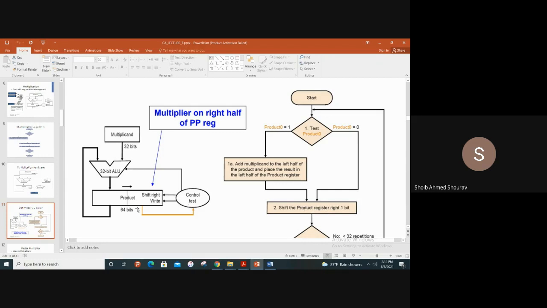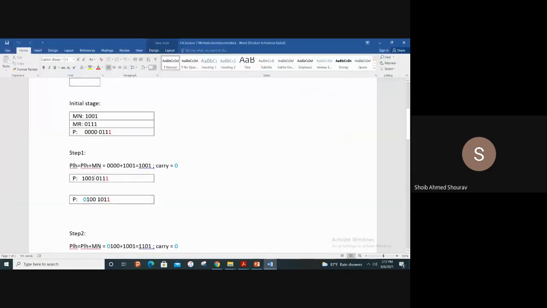So we have the multiplier on the right half of the product. We have the result of the product, initially 0, on the left half. To add the multiplicand with the product, we are going to add the multiplicand with the left half of the product. So this is the addition we are going to do. Add the multiplicand with the left half, product left half, LH. Add the multiplicand with the left half of the product and store in the left half of the product.